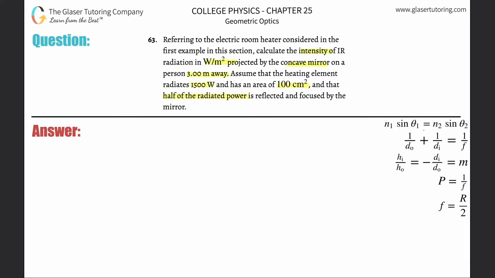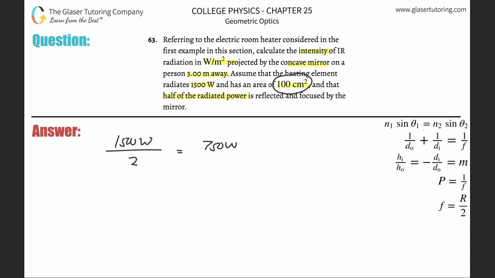So first of all, half of the power is reflected. If we know the total power here, 1500 watts, and they told us that half of it is reflected, that's going to be 750 watts that's actually reflected. Now, I can assume that the wattage is going to be spread out over an area on the mirror of 100 centimeters squared.